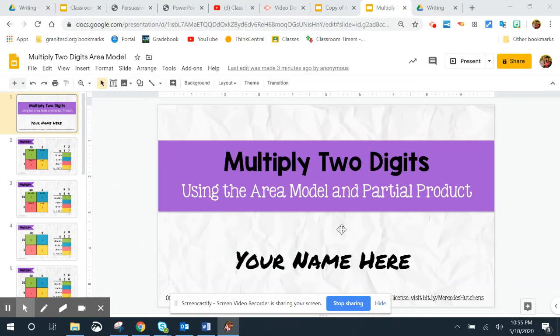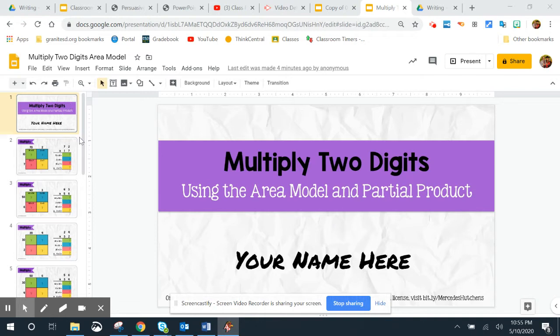We are multiplying two digits using the area model and partial products. This is a review of what we learned at the very beginning of the school year, but we're coming back to it because we've been seeing a lot of mistakes on your area problems in math, and a lot of them have to do with your multiplying. So we're going back and reviewing this great method for multiplying that will hopefully reduce your number of mistakes.